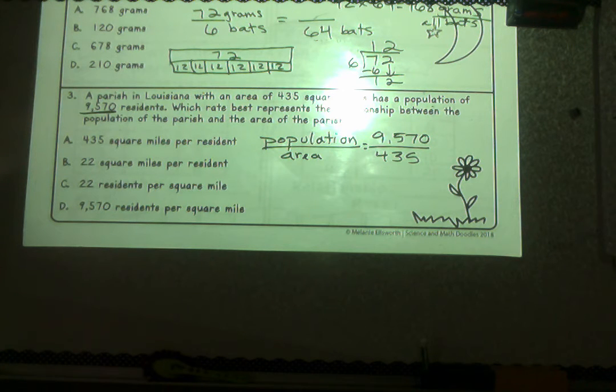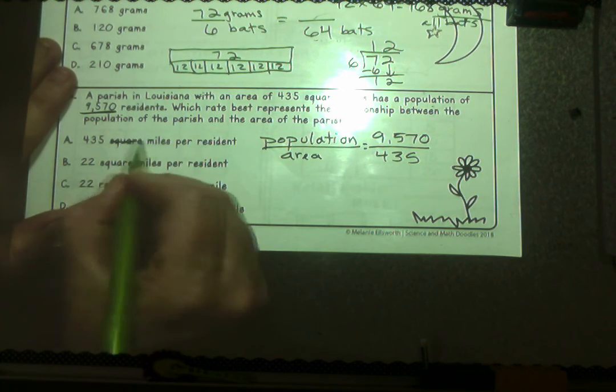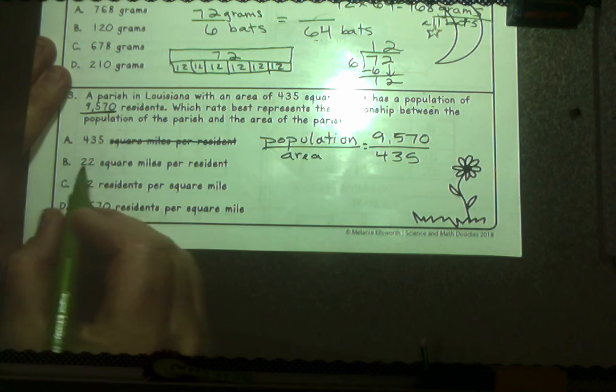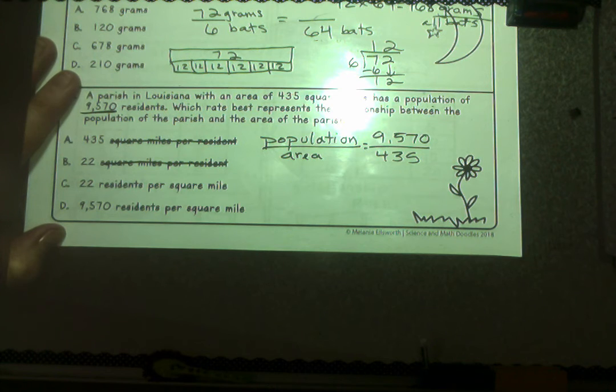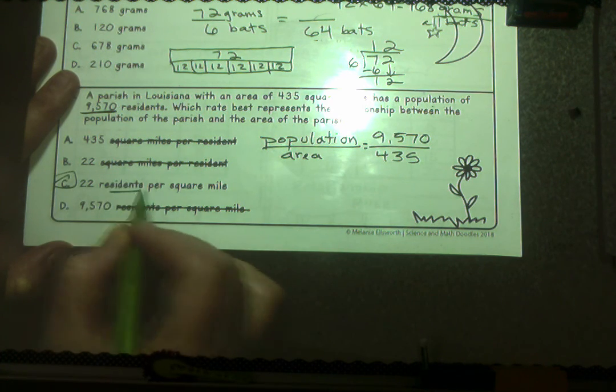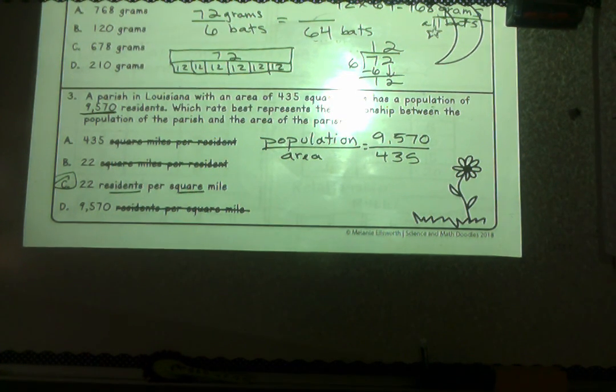Let's look at our answer choices, though. Is it going to be A? No, because that's square miles per resident. We're not looking for that. It's also not going to be D. And it's not going to be B, it's a square mile. Why can't it be D? Because it says 9,570 residents per square mile, which is the same as the population. But that's the whole population. You're right. So that's not it either. So then it's going to have to be C, and we have residents per square mile. If you actually do the division out, it comes out to 22. Okay? All right, so now I want you to try your warm-up again by setting up a rate.